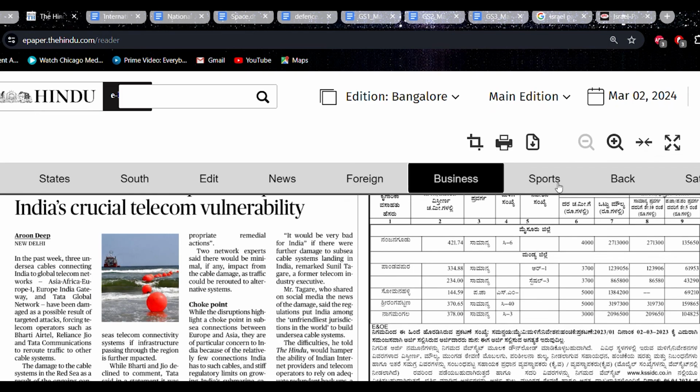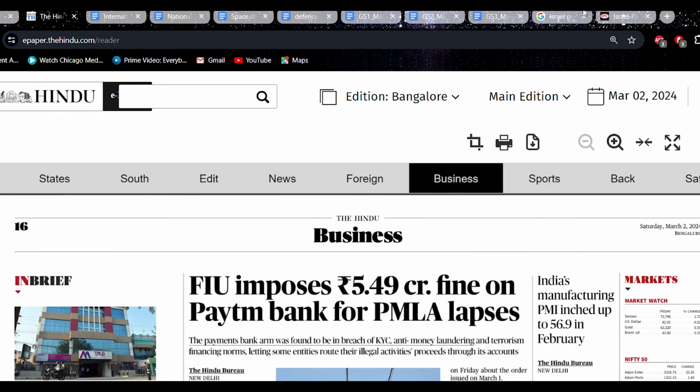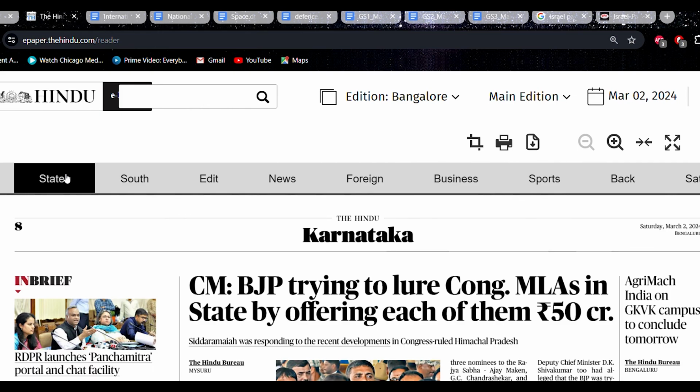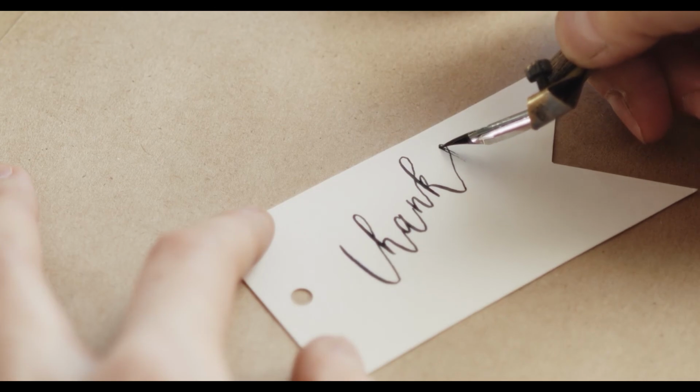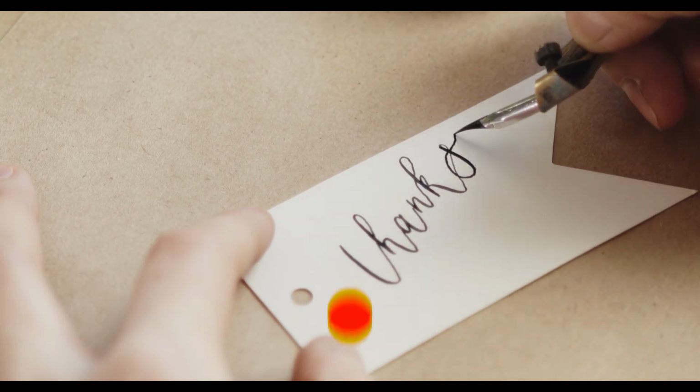Then read this. See, sports section and all, not very important. Once you're done with all this news, if you have time, then go back to the state news and you can just brush through it. So this is how to read a newspaper effectively for your UPSC exam.